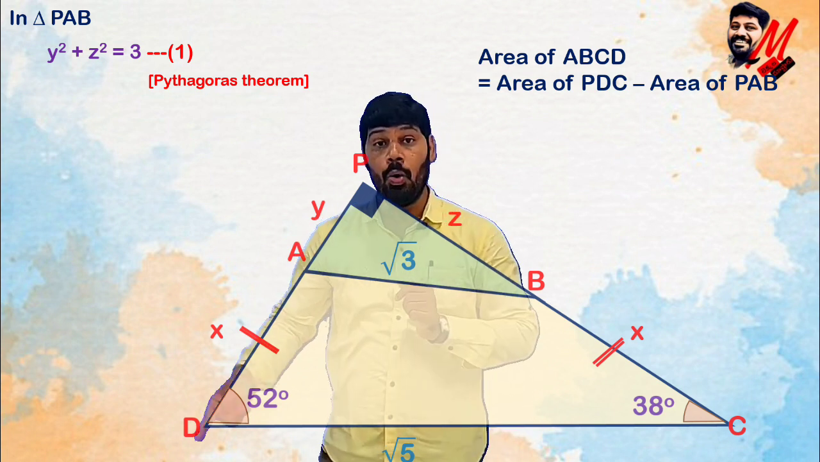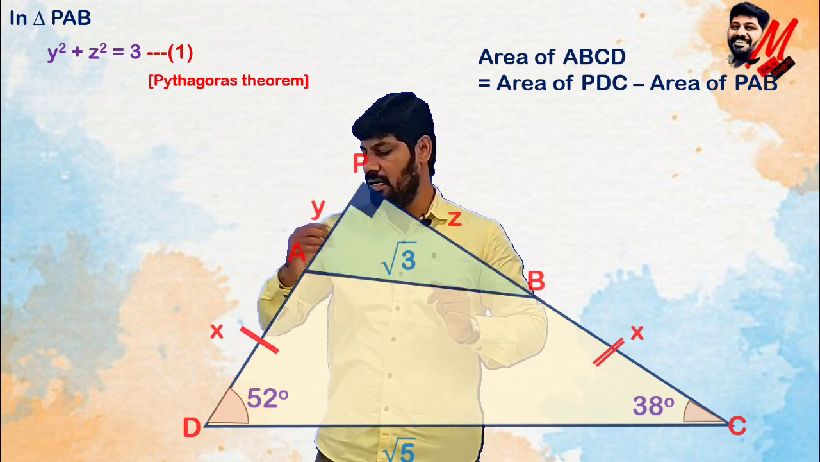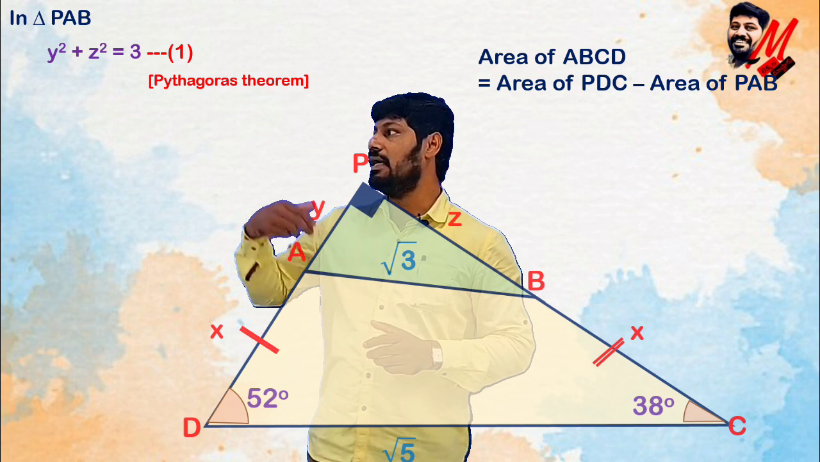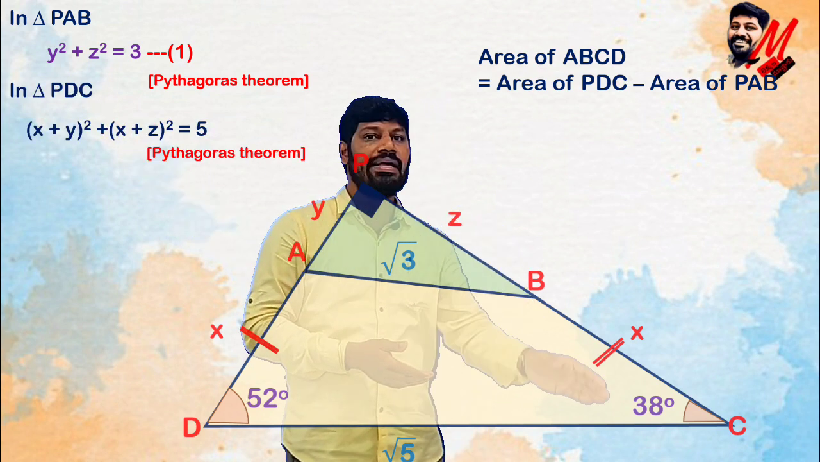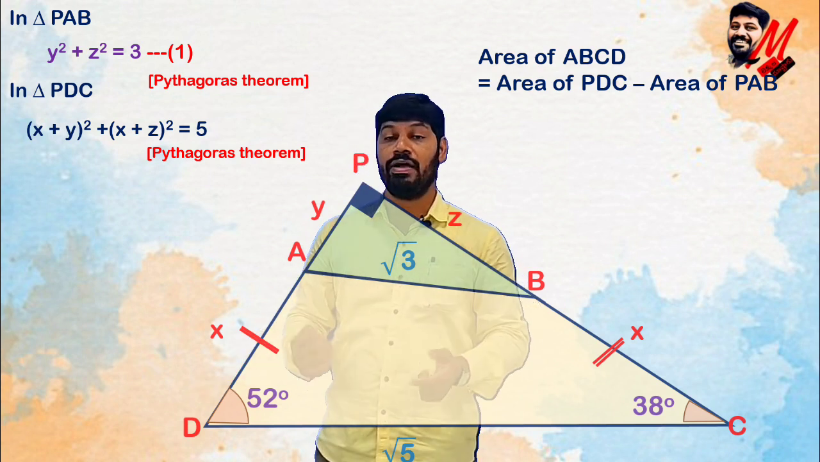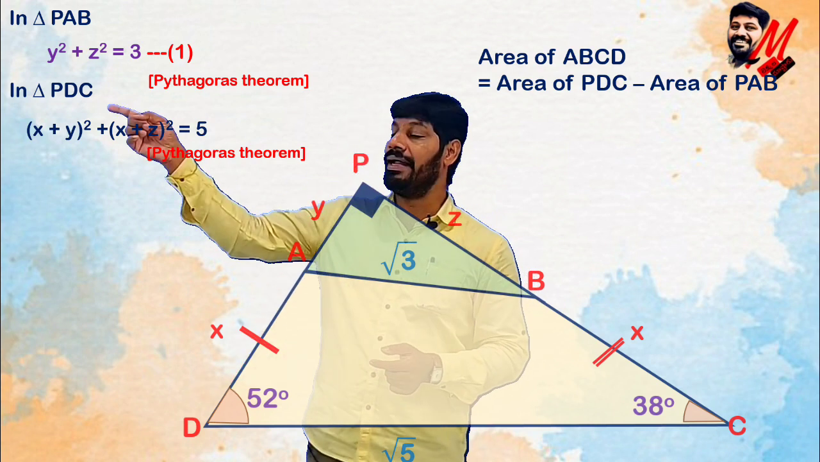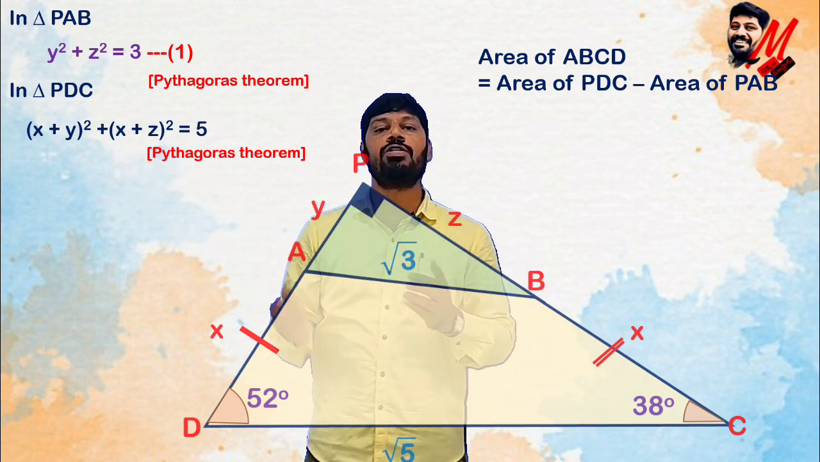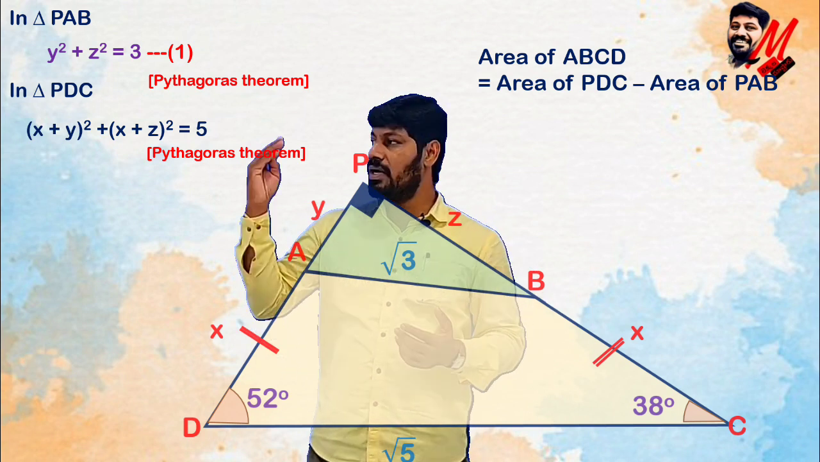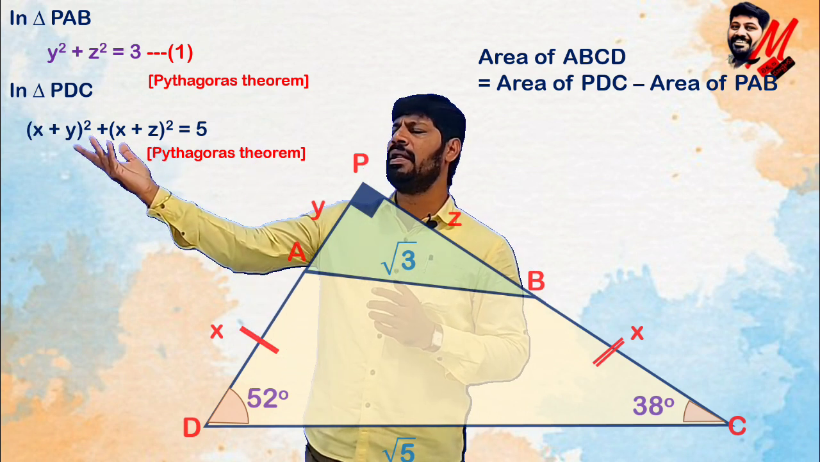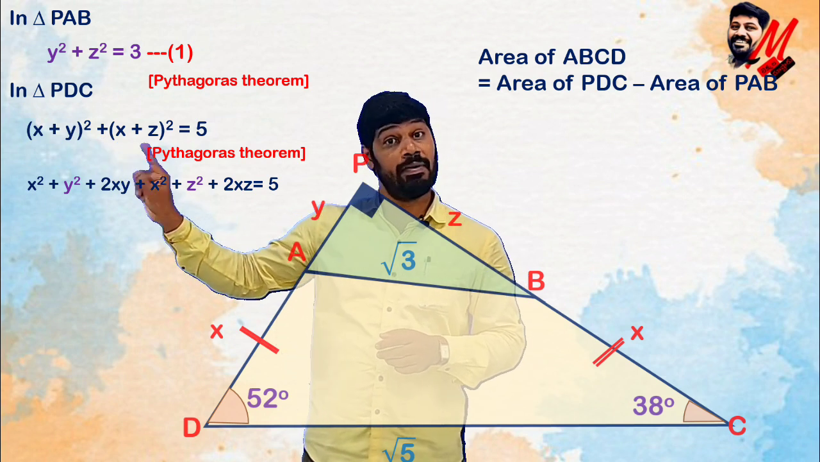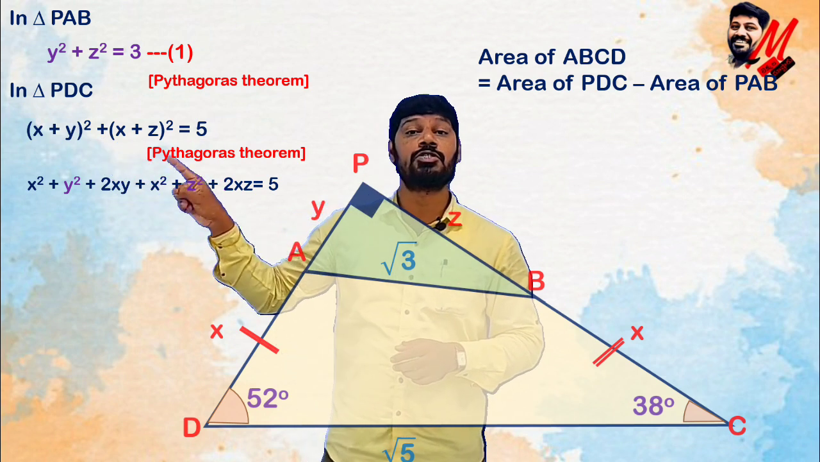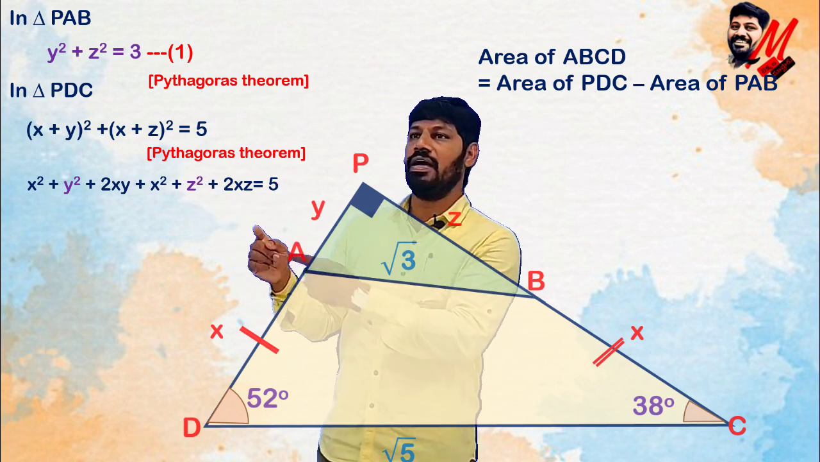Now let me consider the whole triangle PCD. In triangle PCD, what is one side? x plus y. What is the other side? x plus z. What is the hypotenuse? Root 5. So (x plus y) whole square plus (x plus z) whole square is equal to root 5 whole square, which is nothing but 5. Just applying the algebraic identity (a plus b) whole square, x square plus y square plus 2xy, x square plus z square plus 2xz is equal to 5.